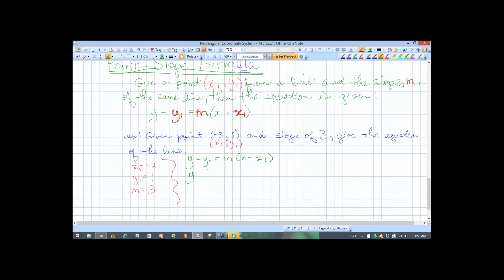And so it's the subscripts that get substituted. So now minus y1, so now minus positive 1, I don't need parentheses there, equal to our slope of 3, times x stays the same, minus x sub 1. That means there's a number that's going to be replaced.